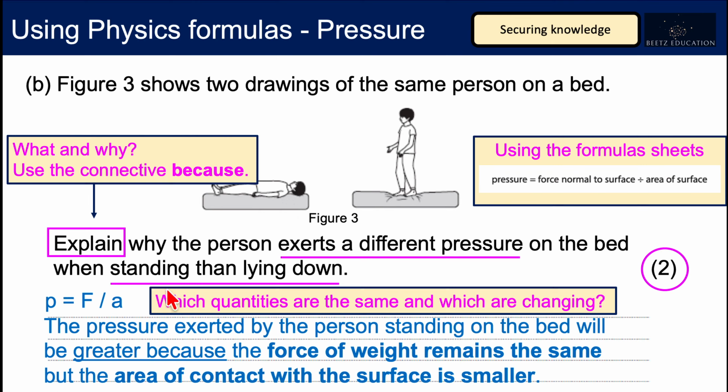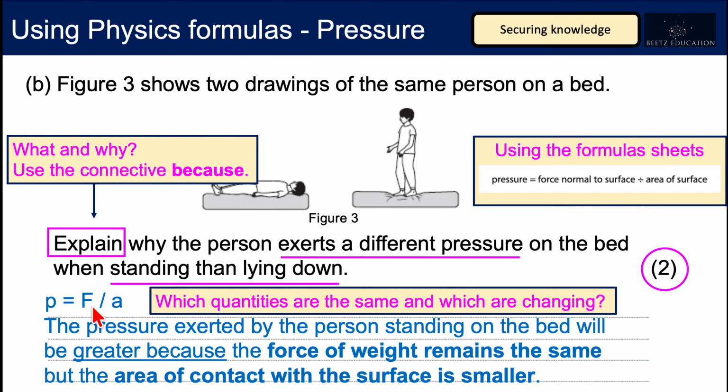Okay, if you're struggling to understand why that's the case, if we shoved some numbers in, let's say the person had a force of 500 newtons and the area when they were lying down was 2 meters squared. 500 divided by 2 would be 250. And then if when standing up the area was 1 meter squared, 500 divided by 1 is 500. So the pressure is greater when they're standing up because the force of weight remains the same, but the area of contact with the surface is smaller.